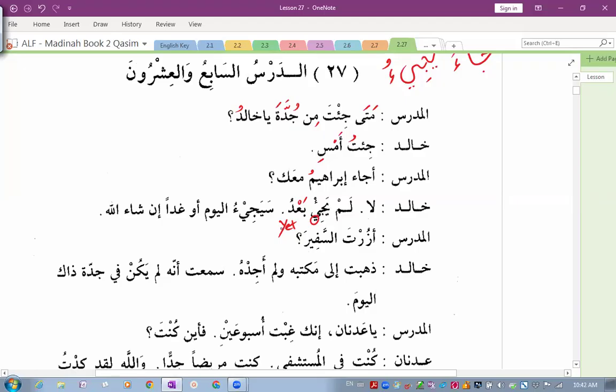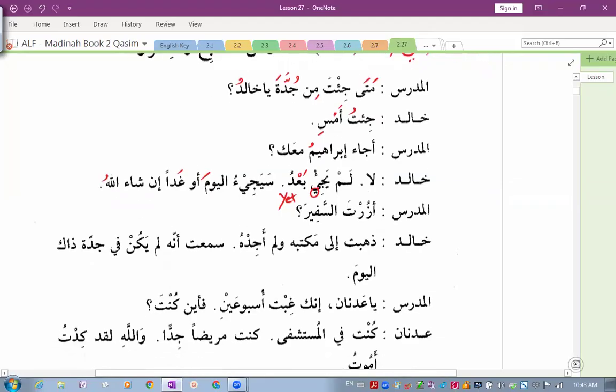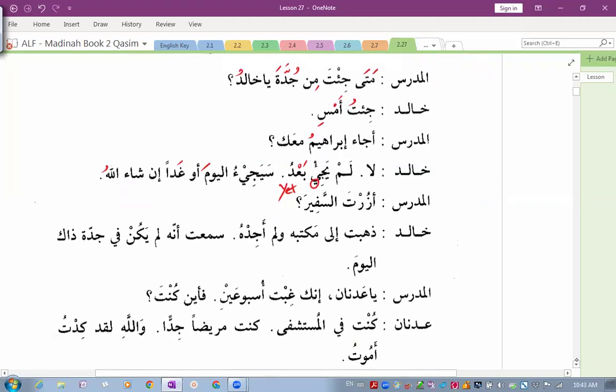Sayaji, he will come. Al yawma, today, he will come today, or aw gadan, tomorrow, inshallah. Yes, mashallah. So he did not come yet. He will come today or tomorrow, inshallah. Mudarris says, go ahead, Brother Shahid.